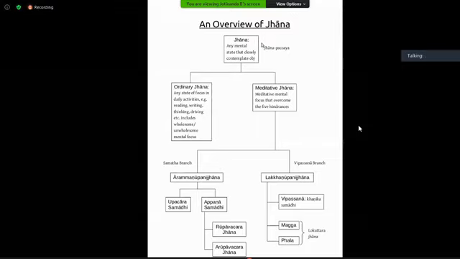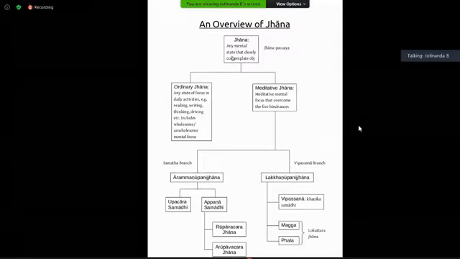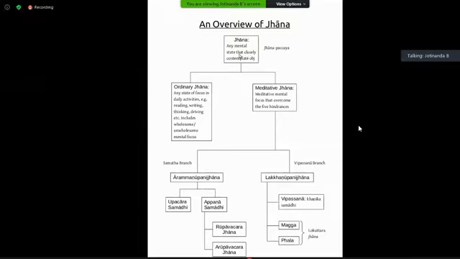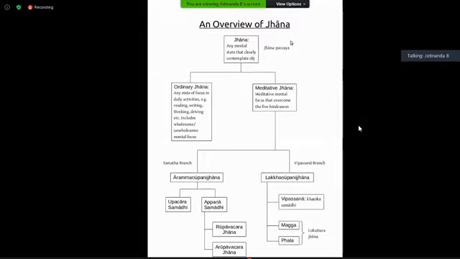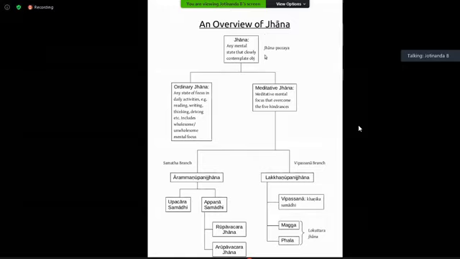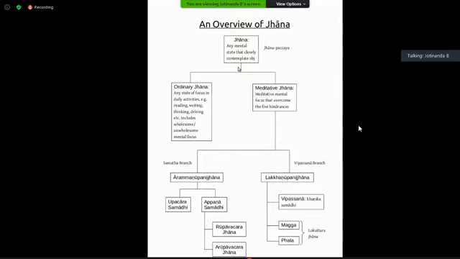So in the wider sense, at the top here, jhana means any mental state, any state of consciousness that closely contemplates the object. And this is the meaning employed in Patthana, jhana paccaya. So in a wider sense, this is the meaning of jhana. Under jhana, it can be divided generally into two kinds.